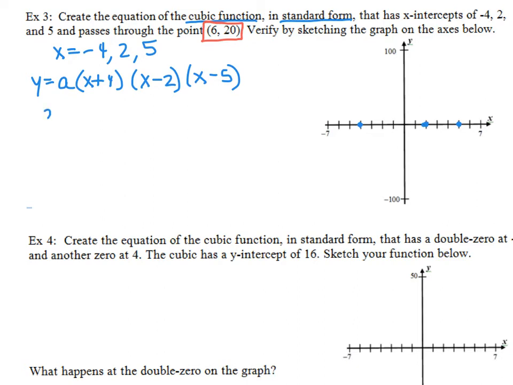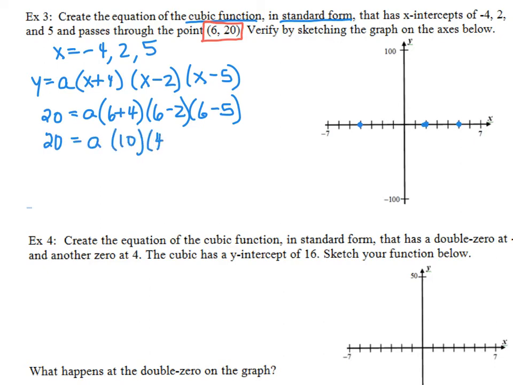So the y coordinate is 20. I want to solve for a. Substituting 6 in for x, I've got 6 plus 4 times 6 minus 2 times 6 minus 5. So 20 is equal to a times 10 times 4 times 1. So 40a is equal to 20, and a must be equal to 1/2.